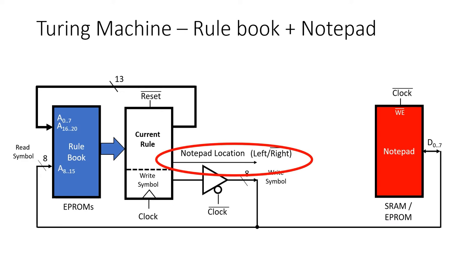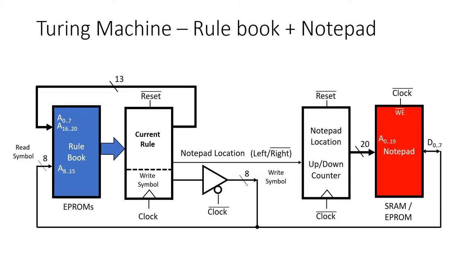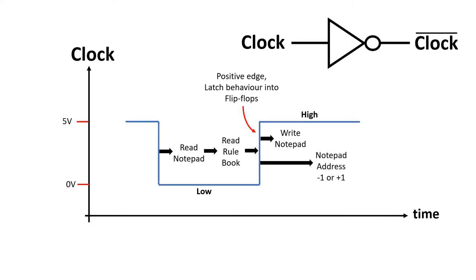As mentioned earlier, in the strictest definition of a Turing machine, we must move exactly one place left or one place right each clock cycle. How do we do that? Well, one of the easiest ways is just to connect it to an up-down counter and feed the output of this up-down counter into the address pins of the notepad, which gives us this updated timing diagram.